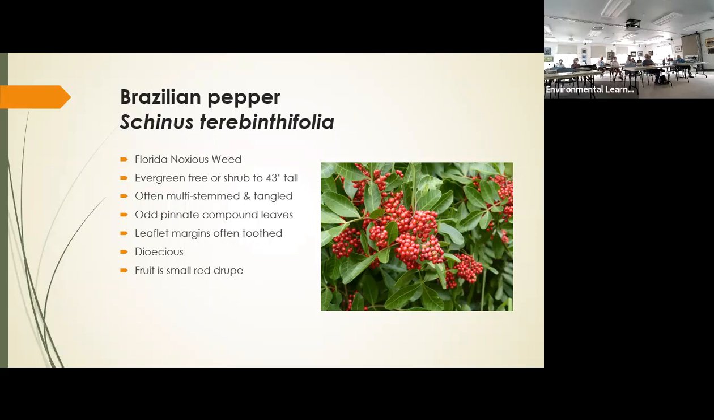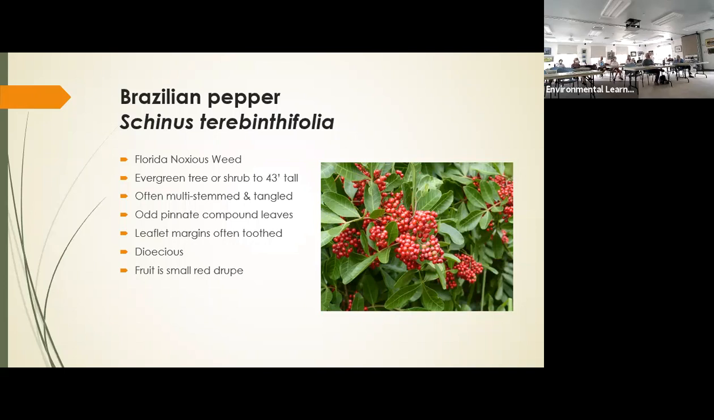So, Brazilian pepper. I think we all know this plant, unfortunately. It grows into a small, I'll say a medium-sized tree, often multi-trunked and tangled, often has two margins, sometimes reddish midribs, male and females on separate plants.